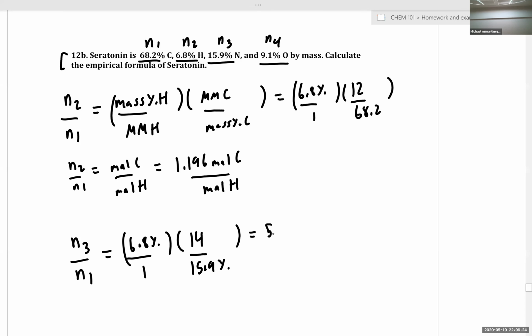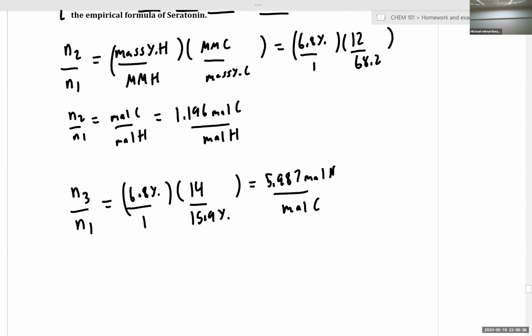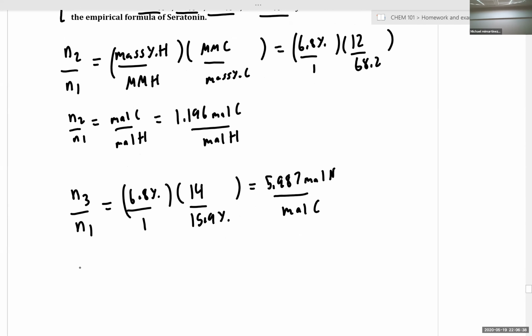This gives us 5.987 moles of nitrogen per mole of carbon. Finally, let's repeat this calculation for oxygen. N4 over N1, so we have 6.8.